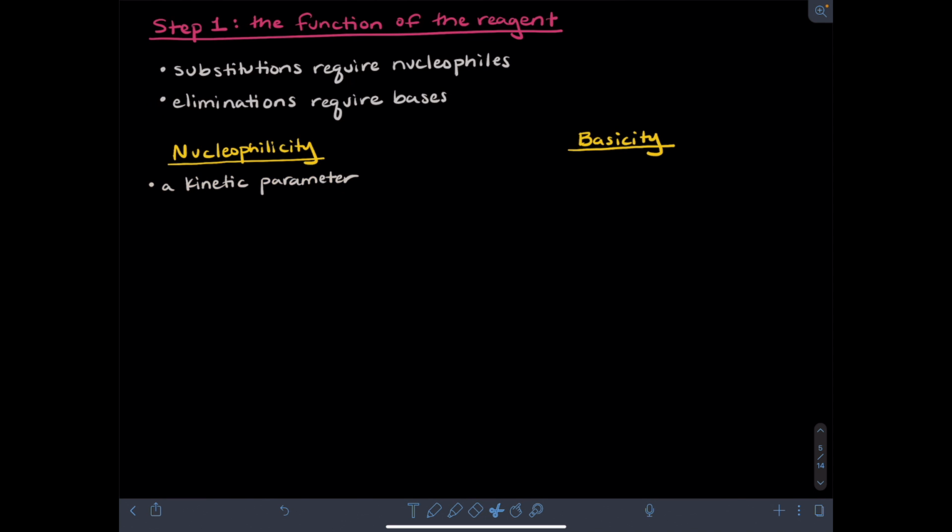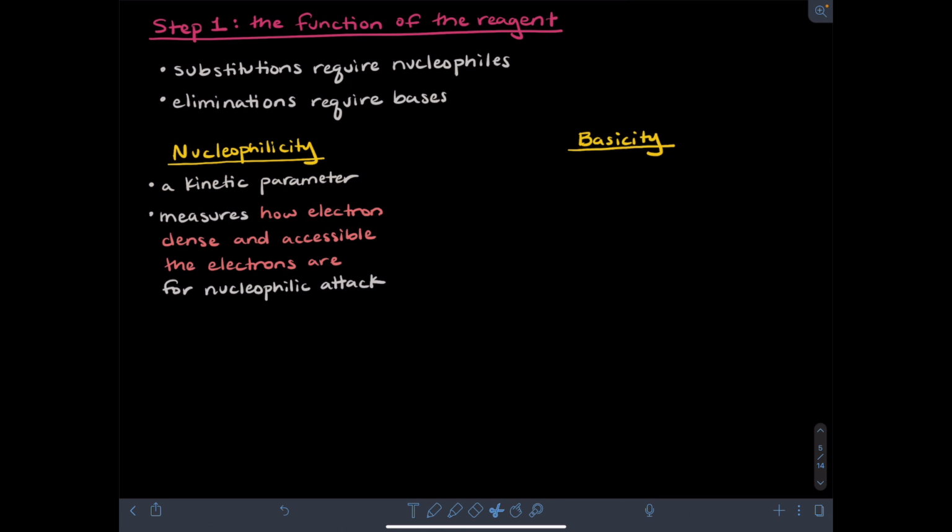Nucleophilicity, essentially how strong a nucleophile is, is a kinetic parameter, having to do with how fast that nucleophile attacks the alkyl halide. How strong a nucleophile is a measure of how electron dense it is, and how accessible those electrons are to be donated during the nucleophilic attack.